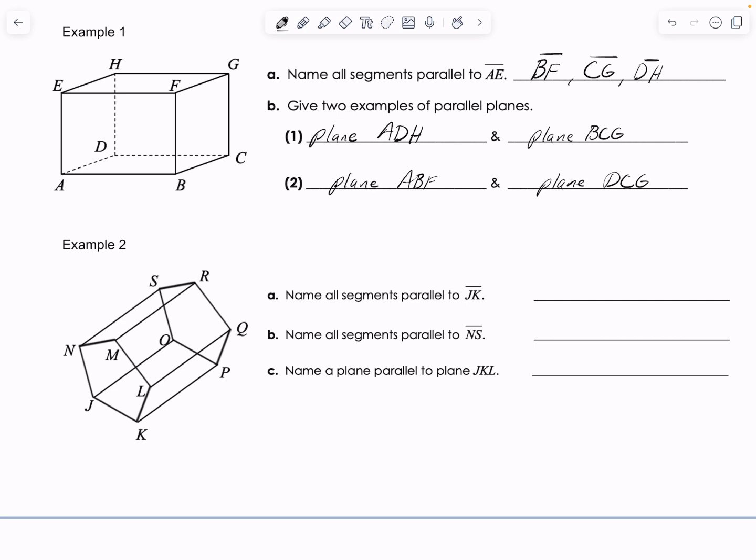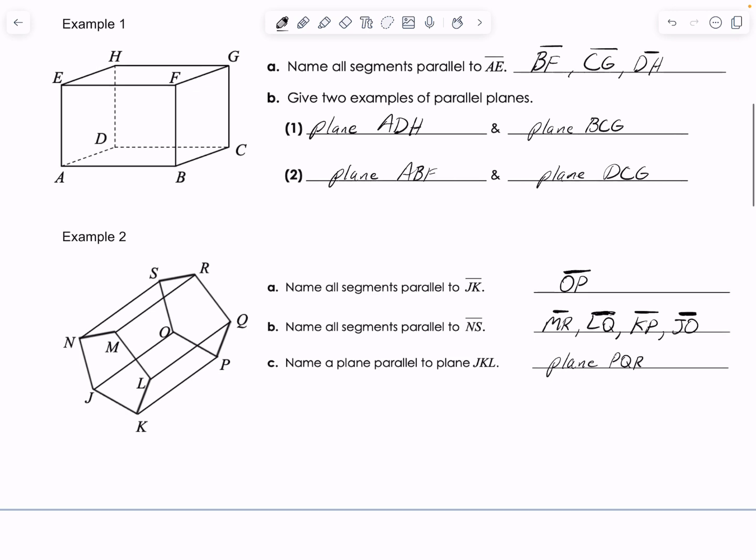All right, example 2. Name all segments parallel to segment JK. So segment JK here is at the bottom. The only other one I see that I know is parallel is segment OP. Segments parallel to NS: looks like I have segment MR, then segment LQ, segment KP, and finally JO. So 4 for that one. And then finally, a parallel plane to plane JKL. I'll say plane PQR. Okay, so that's a little bit on the parallel planes and parallel lines.